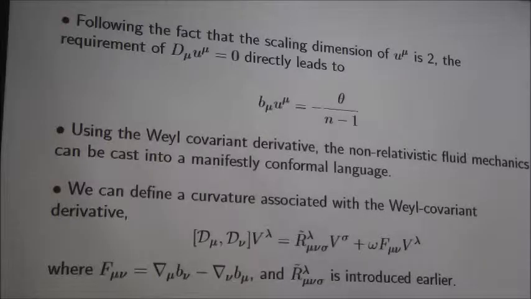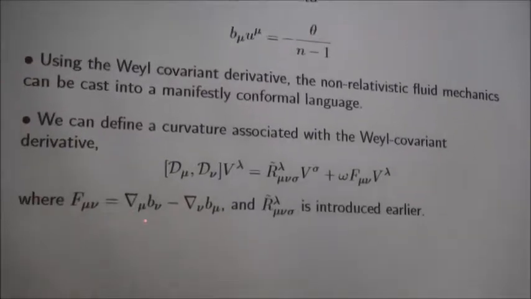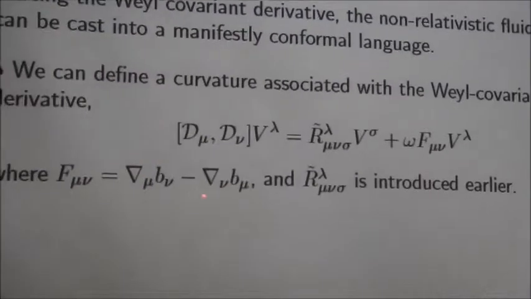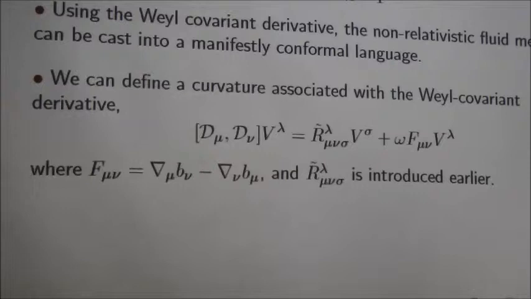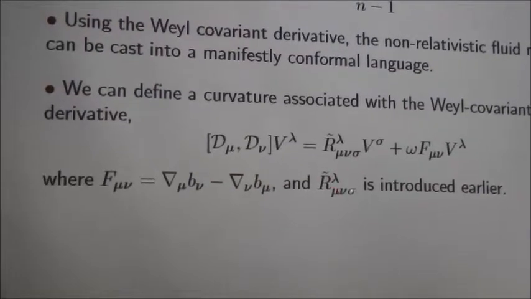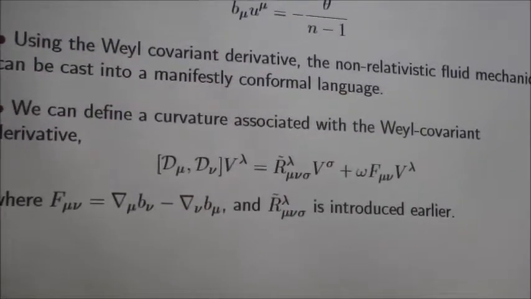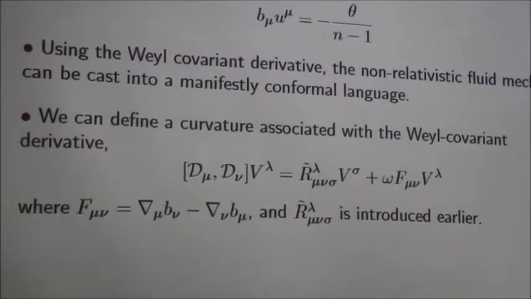I can construct a Riemann tensor from this using this initial formula, where this term f mu nu is generated due to the conformal nature, and f mu is the one for the two-form, which is grad mu b nu minus grad nu b mu. And this r lambda mu nu sigma is introduced in my paper, which I haven't written here due to its long nature.